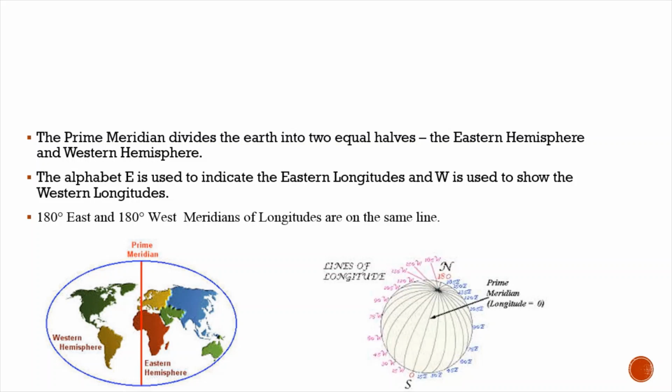The next important point, the prime meridian. As we discussed earlier, the prime meridian is the most important and most significant longitude. This particular longitude divides the earth into two equal halves, the eastern hemisphere and the western hemisphere. Now, the alphabet E is used to indicate the eastern longitudes and W is used to show the western longitudes. The 180 degree longitude does not belong to the east or the west. It is called 180 degree longitude.